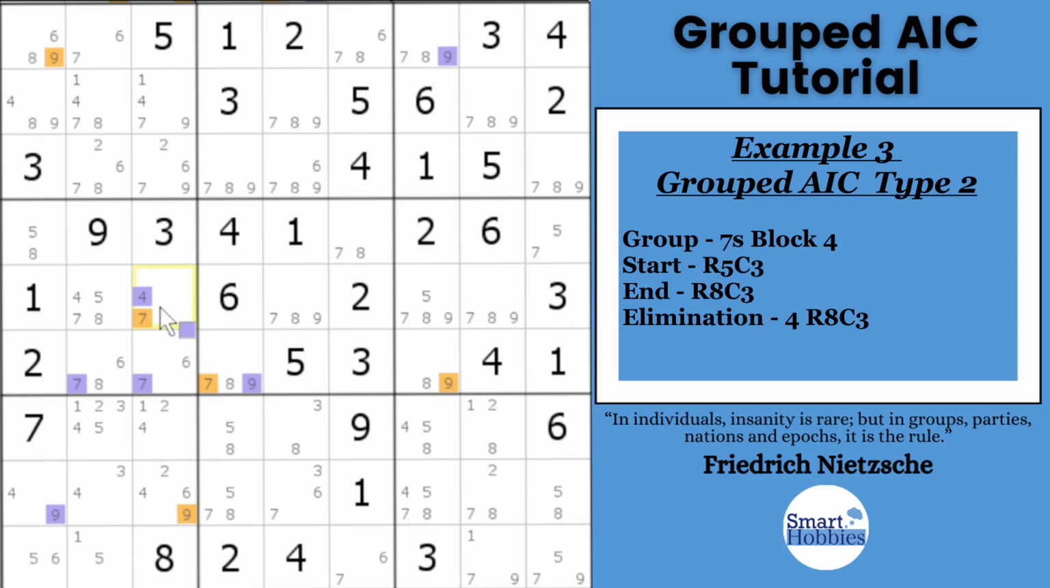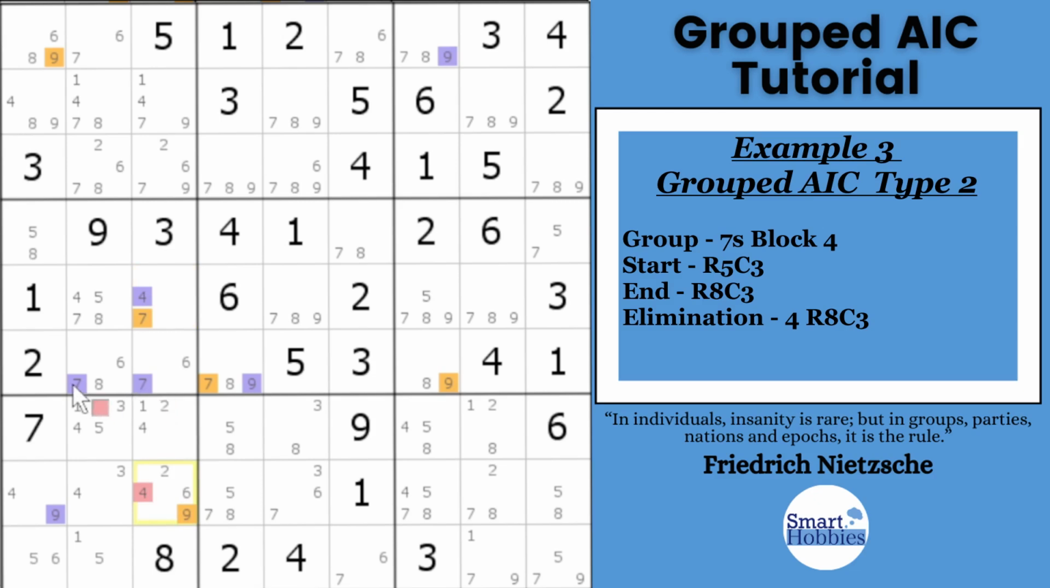The reason being is what we've proven is that this cell is either a 4. If it's not a 4, then this cell has to be a 9. So this can never be a 4, right? Because if that was a 4, this can't be a 4. And if it's not a 4, that has to be a 9. That's how the alternate inference chain type 2 works.